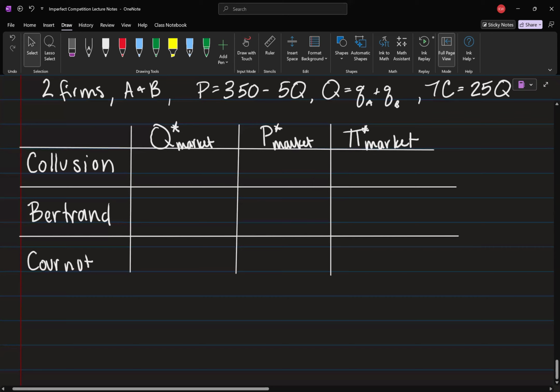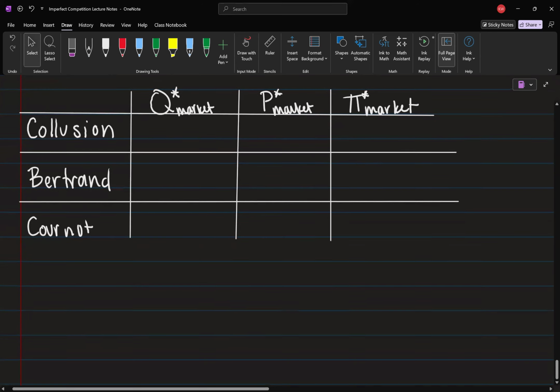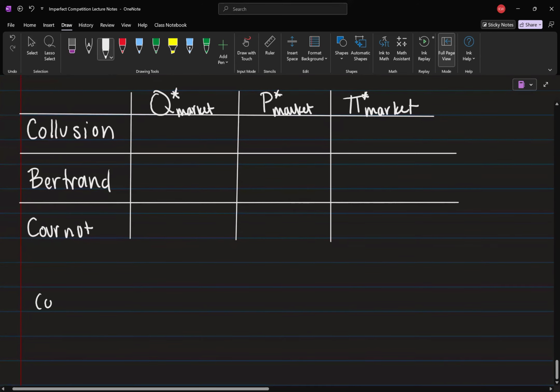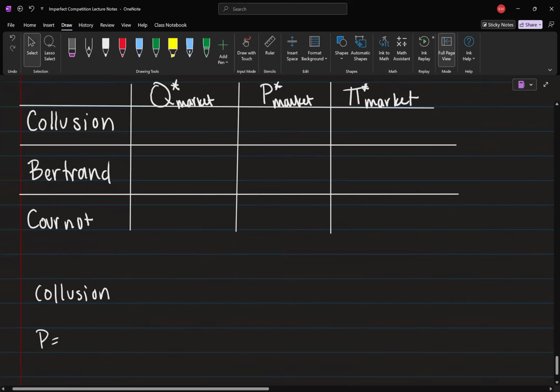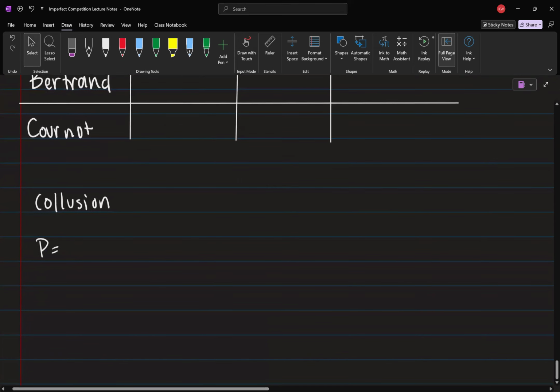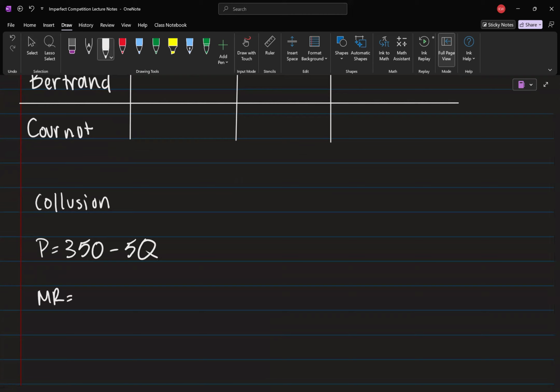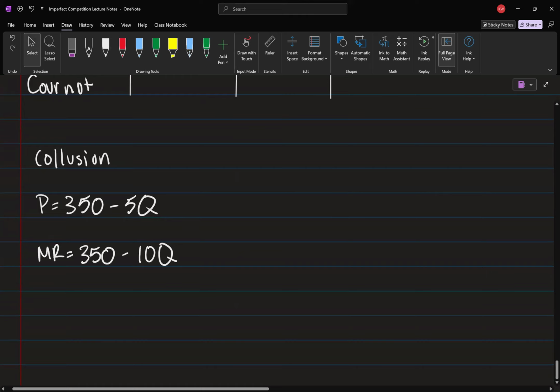Our firms that are colluding are going to act as if they are a single firm, a single monopolist. So we're going to take the given demand equation and find the marginal revenue curve from that. So we'll have price equal to 350 minus 5 times quantity. We're going to double that coefficient on quantity to find the firm's marginal revenue curve when they act like a cartel.